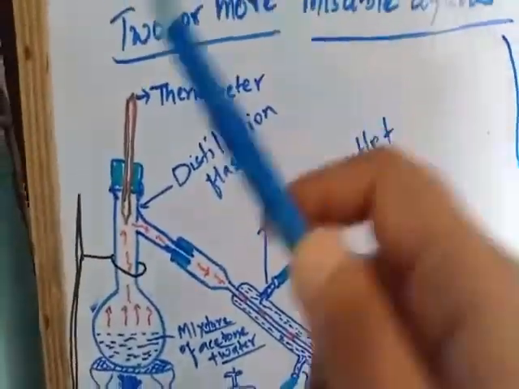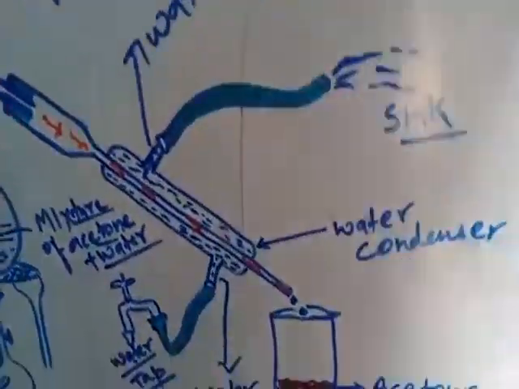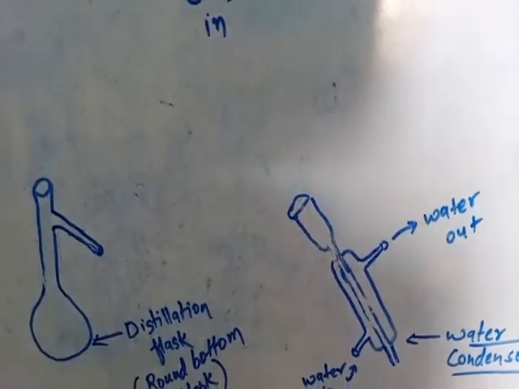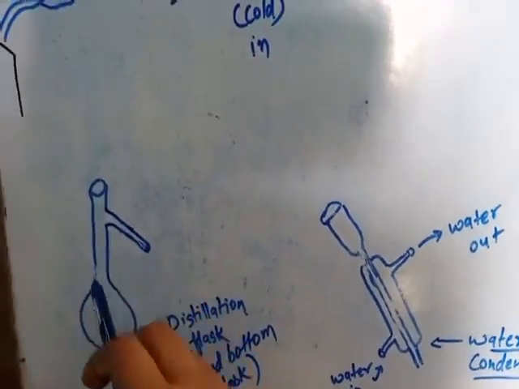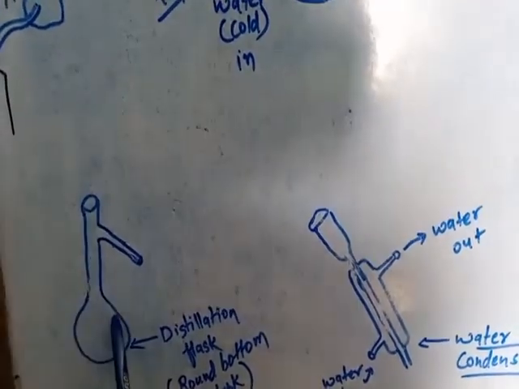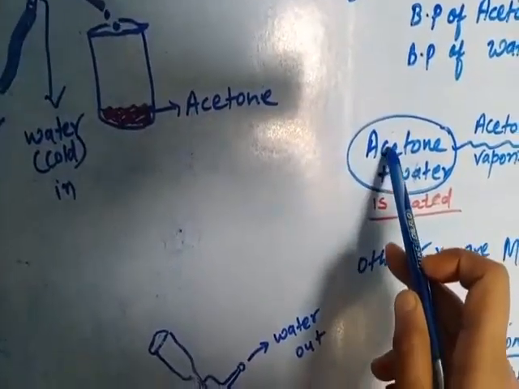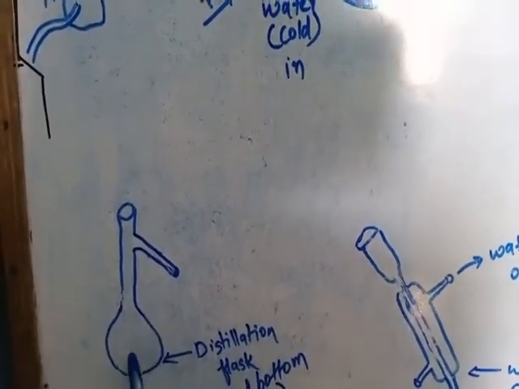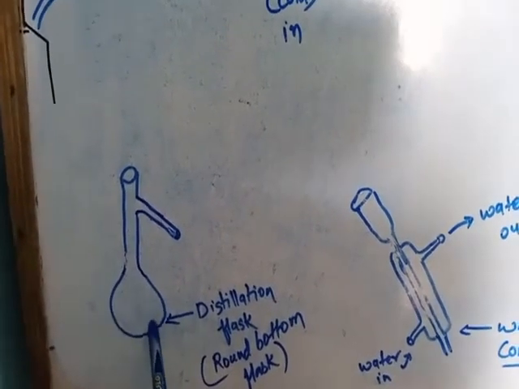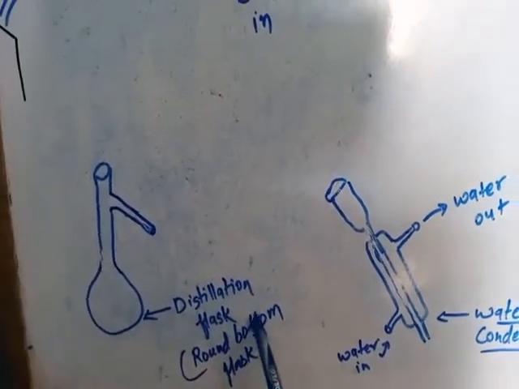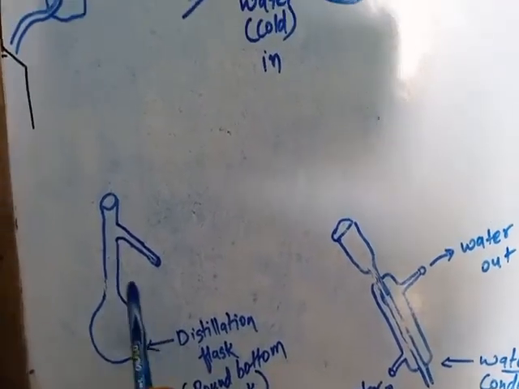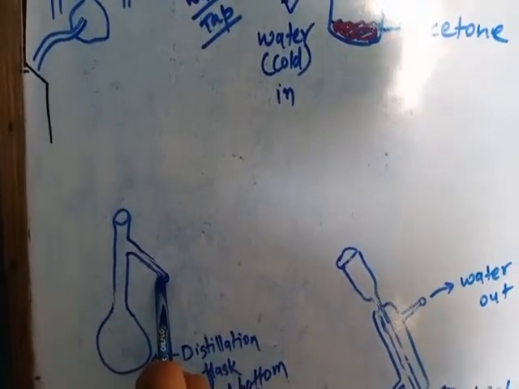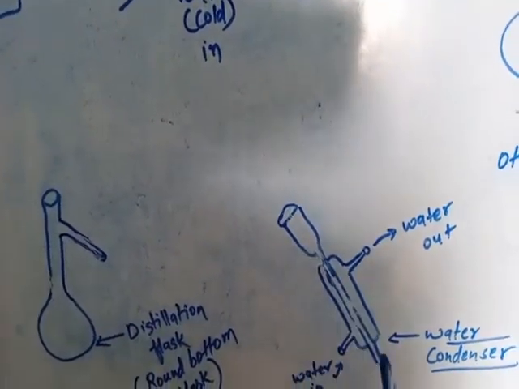Okay, so we will see the setup, the apparatus used for the distillation process. You can see here, this is a distillation flask in which we take this mixture of acetone and water, and this is the flask where we heat the mixture. Since it is round in shape, it is also called a round bottom flask. Okay, so you can see here the protrusion. This can be fixed to this tube.